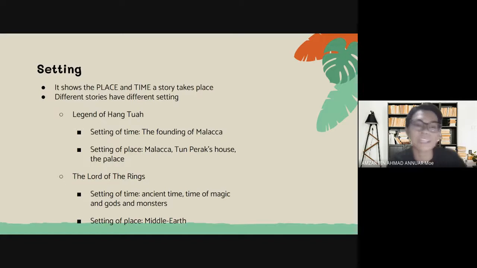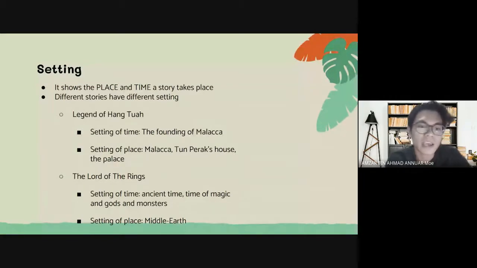Okay, now setting of time. It is at ancient times. Dia bukan masa depan, dia bukan masa sekarang. Dia pada zaman purba dulu. Okay, pada zaman dahulu-dahulu. It is a time of magic and gods and monsters. Pada zaman dulu ada dalam cerita ni lah, bukan betul-betul punya. Pada zaman yang ada magic, ada dewa-dewi dan raksasa.